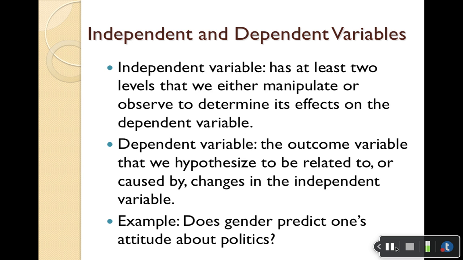When we talk about variables, we'll often talk about independent and dependent variables. Independent variables have at least two levels, and typically we either manipulate or observe these variables to determine their effect on a dependent variable. We like to think of our dependent variable as the outcome variable, and we think it's somehow related to or caused by changes in the independent variable. So for example, does gender predict one's attitude about politics? In this case, gender would be our independent variable because it's something that we're observing. We won't manipulate it. That might be unethical. And we're interested in this outcome variable of your attitude about politics.